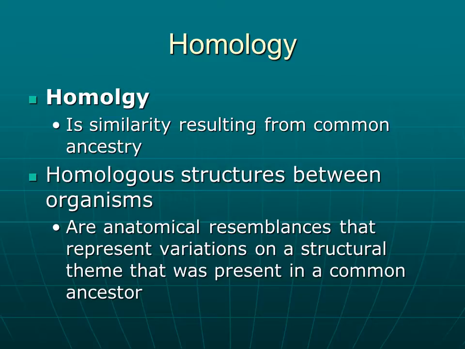Now, another term we need to keep in mind is homology. Homology is pretty cool because you can see common traits that completely different species have in common. The official definition is similarity resulting from common ancestry. Homologous structures between organisms are anatomical resemblances that represent variations on a structural theme that was present in a common ancestor. In a minute we'll look at examples of different homologous structures that are common between us as well as other species.